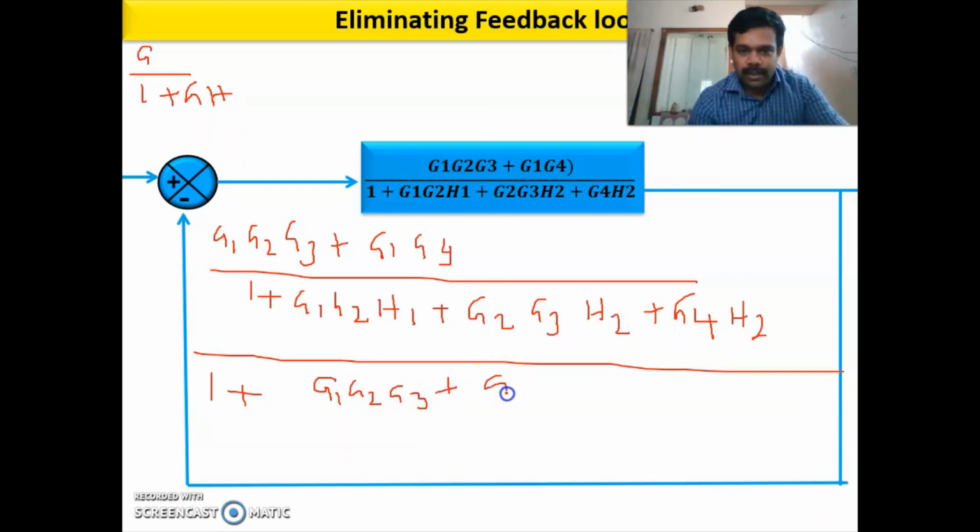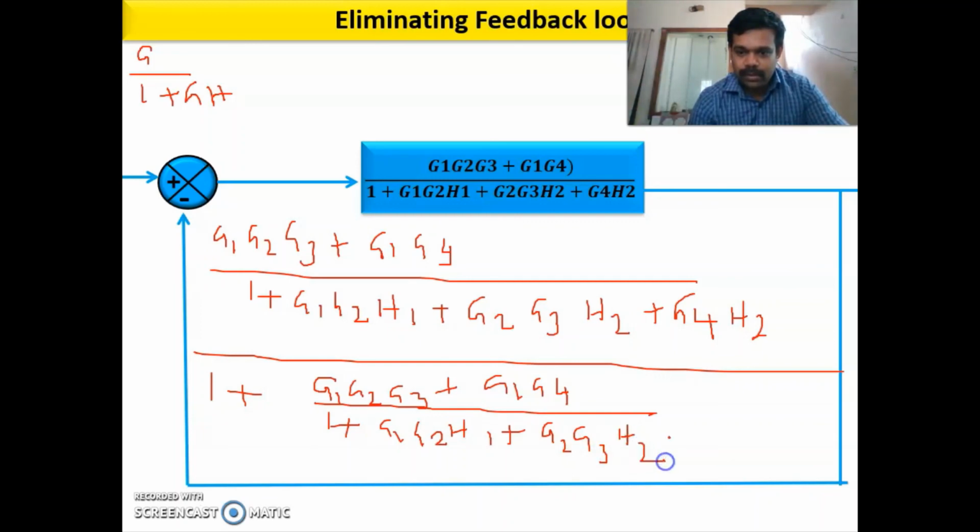plus G1, G4 divided by 1 plus G1, G2, H1 plus G2, G3, H2 plus G4, H2. In the place of H, you have to put 1. Okay. So this is the thing.